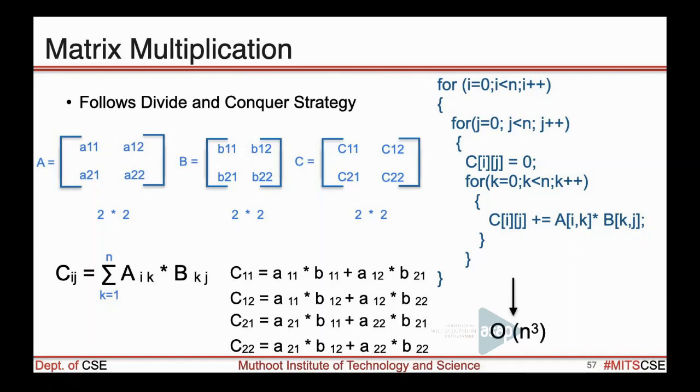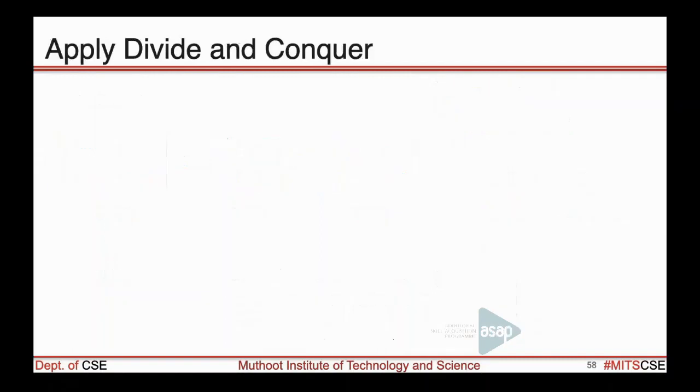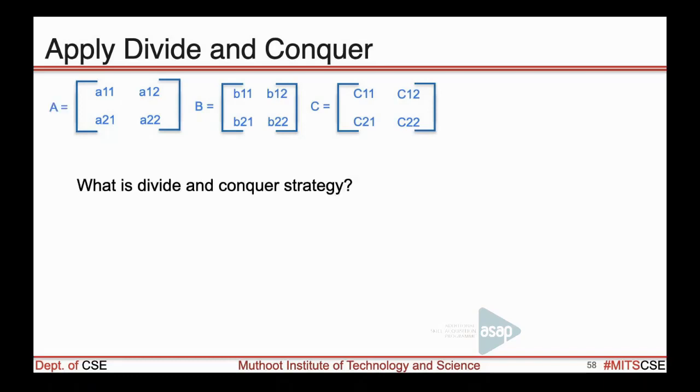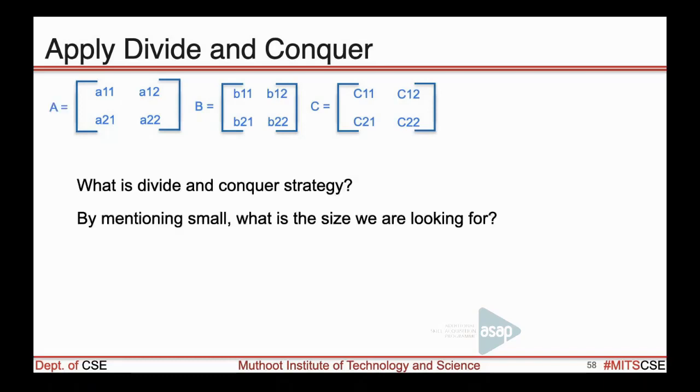Clear? So let's see what are the differences when we go to the divide and conquer strategy and Strassen's multiplication. So we are applying the divide and conquer strategy to matrix multiplication. So here I have the array elements. Oh, I have missed A. So A equal to A11, A12, A21, A22, B equal to and C equal to. Okay.